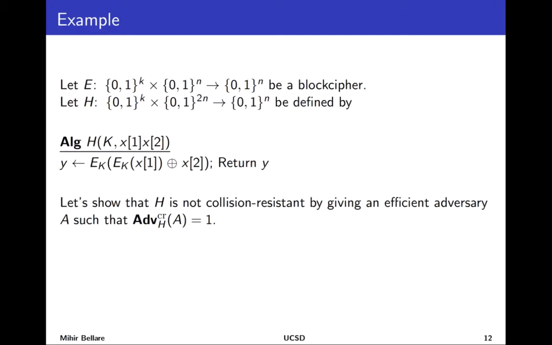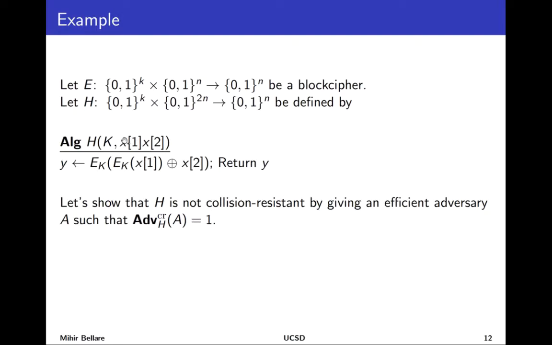So here I'm assuming I'm handed a block cipher with k-bit keys and n-bit blocks. I assume it's, let's say, PRF secure. I'm trying to build a hash function which also has k-bit keys. It takes two n-bit inputs and compresses them down to n-bit outputs. So how do we do this? Here's pseudocode for the function.